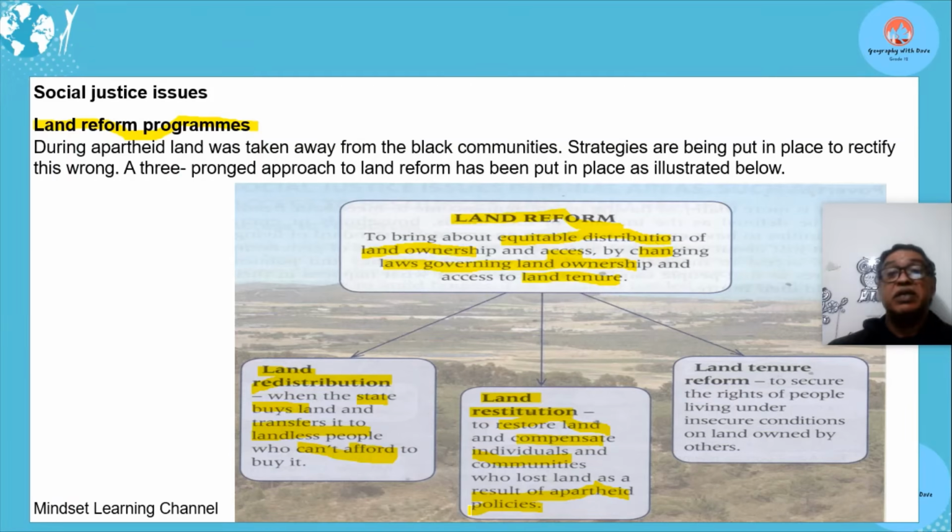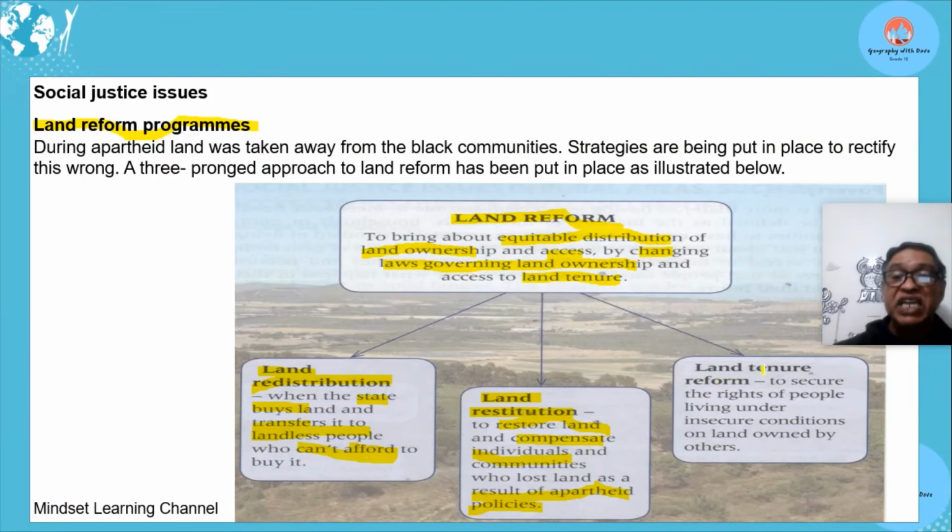Sometimes you cannot. Let's say there's a conservation site built on that land. You cannot give it back to them. So what do you do? You compensate them via monetary gain, whatever.